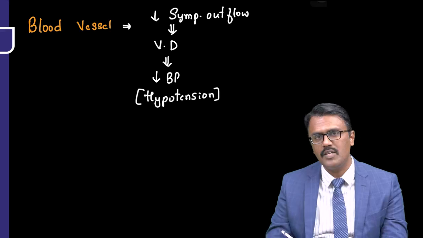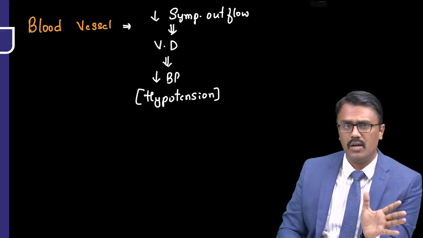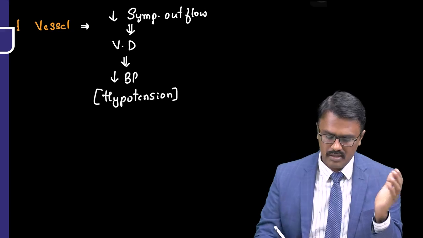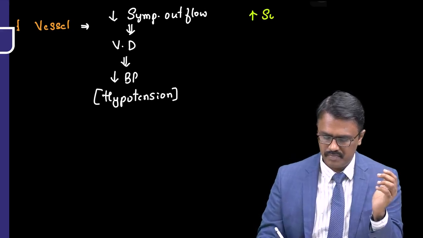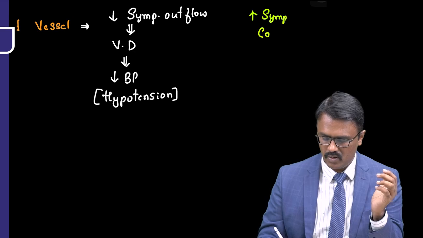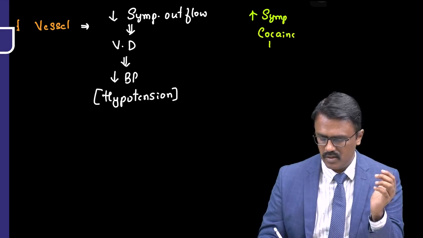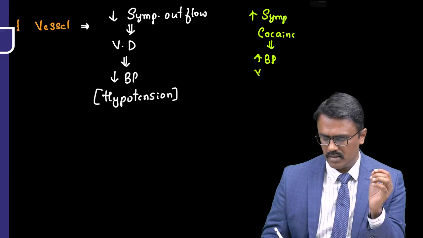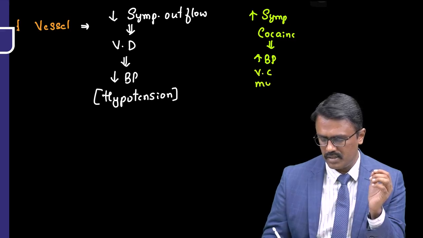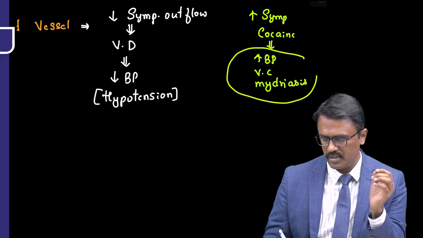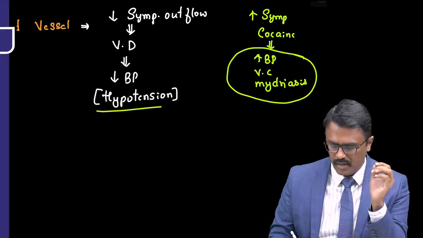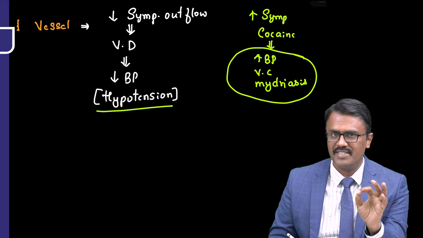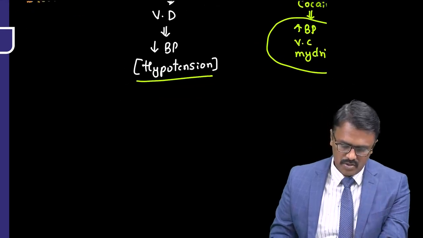But there is an exception. What is that? Cocaine is the only local anesthetic which increases sympathetic activity. So they can ask you in the exam, which is the only local anesthetic which can cause increase in BP, vasoconstriction, and mydriasis. The name is cocaine. This is the only difference. All of them will do hypotension. Very, very important point. So we understood what it does in the blood vessel.